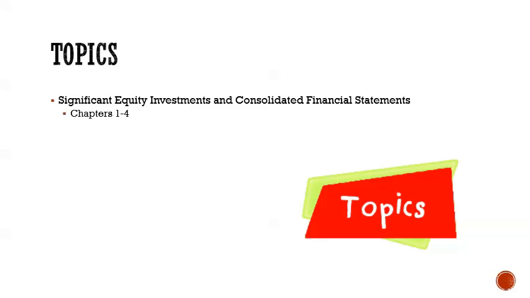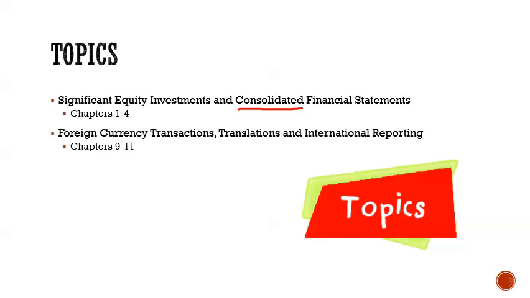The topics this semester, one of the main topics we're going to have is consolidated financial statements. The idea of what happens when a company consolidates, which adds together financial statements of two or more different companies. And that's going to be covered in the first 4 chapters. Then we're going to skip a little bit and talk about foreign currency transactions, translations, and international financial reporting standards, better known as IFRS, and those will be covered in chapters 9 through 11.